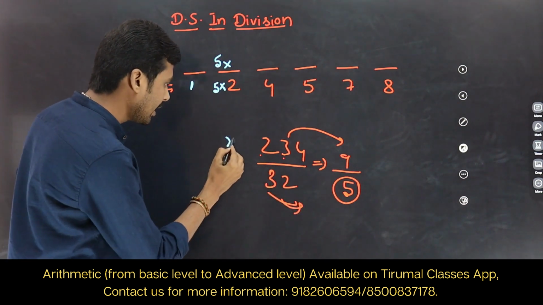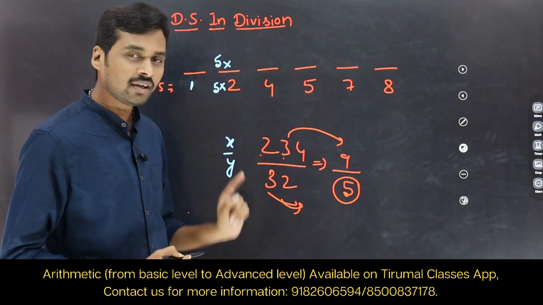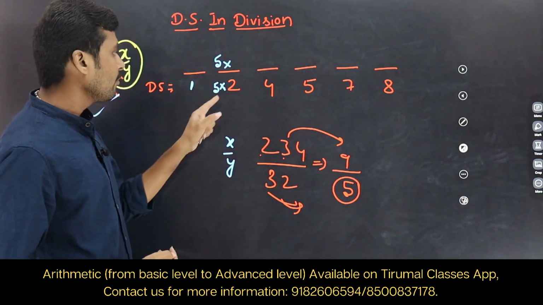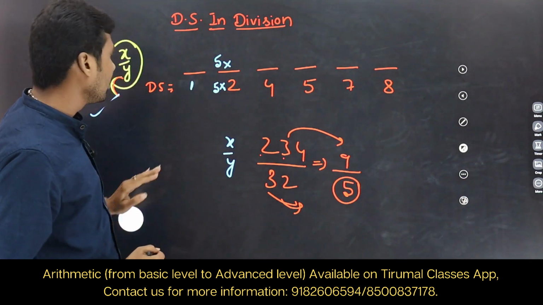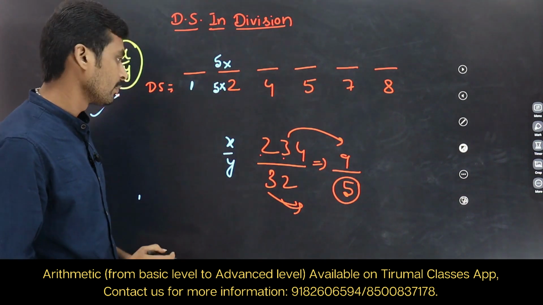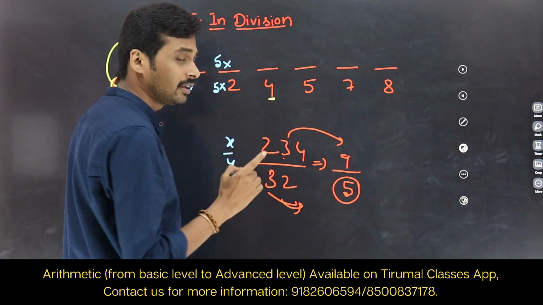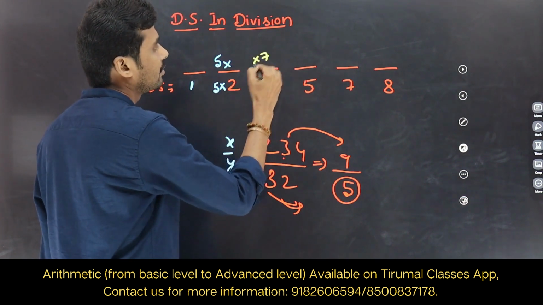If the problem is related to the x by y case, first you take the ds values of both numerator and denominator. If we get the denominator value 2, then immediately multiply both numerator and denominator with which number? 5. Similarly, if you get the ds value 4 in the denominator, multiply both numerator and denominator with 7.